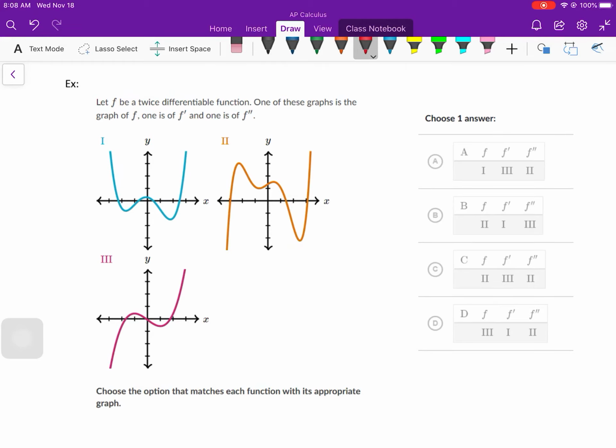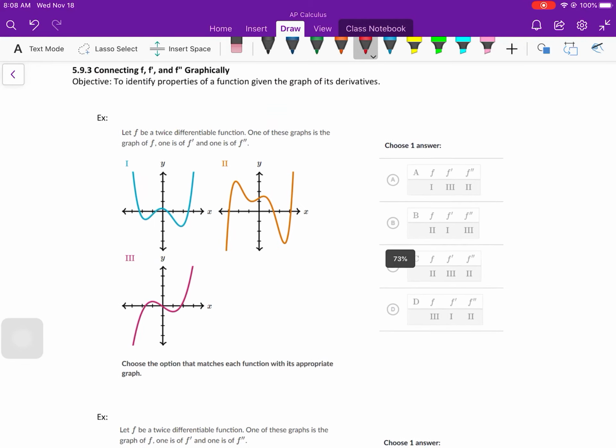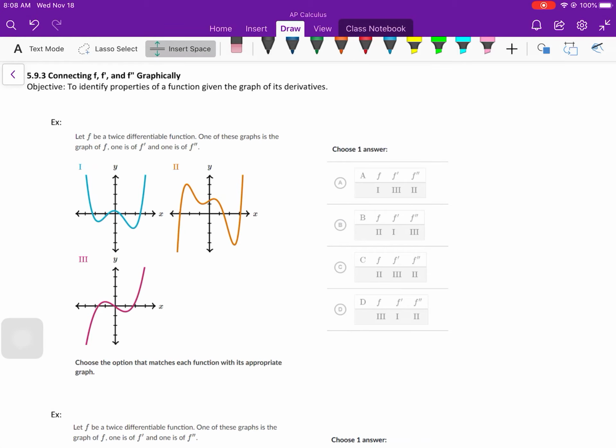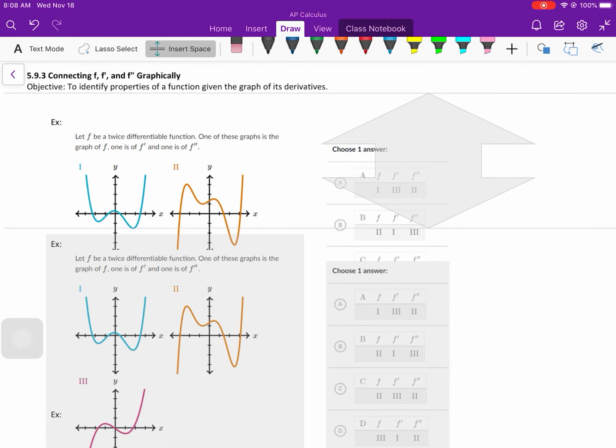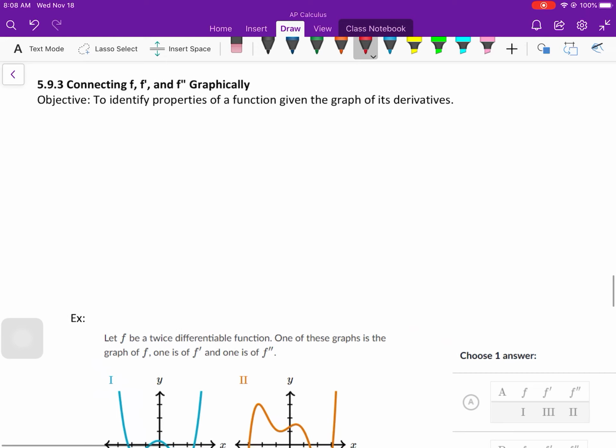So this is one of the most important assignments that you're going to see. And it could be a little bit confusing, but it all goes back to what we've been saying. If F prime is positive, then F is increasing. If F prime is negative, then F is decreasing.